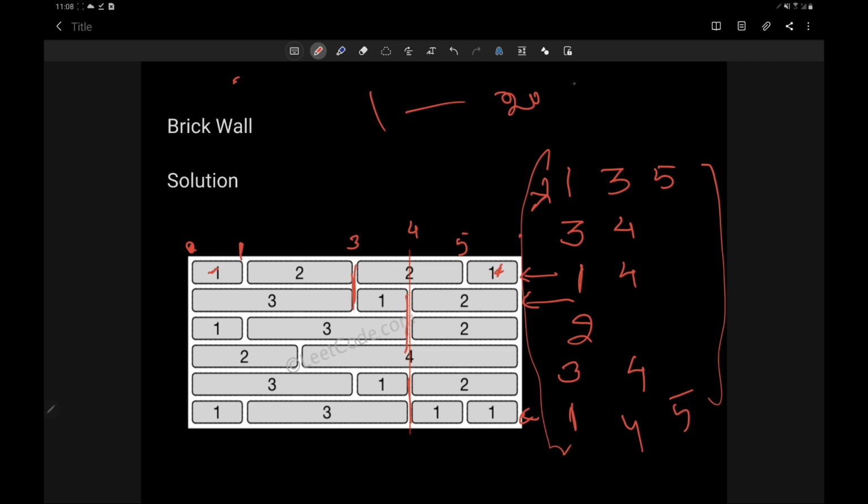Now let's keep the count. So 1 is occurring how many times? 1 is occurring 1 time, 2 times and 3 times. So 1 is occurring 3 times and 3 is also occurring 3 times. Now 2 is occurring 1 time, 5 is occurring 2 times, and 4 is occurring 4 times. So the maximum is 4.